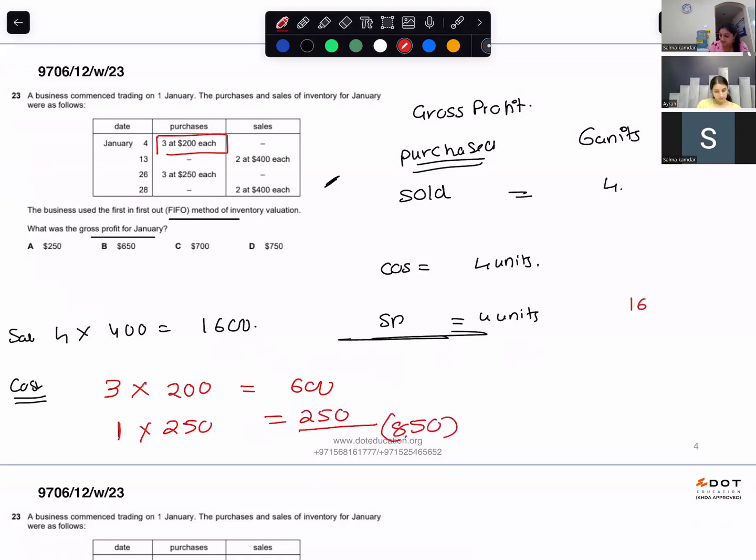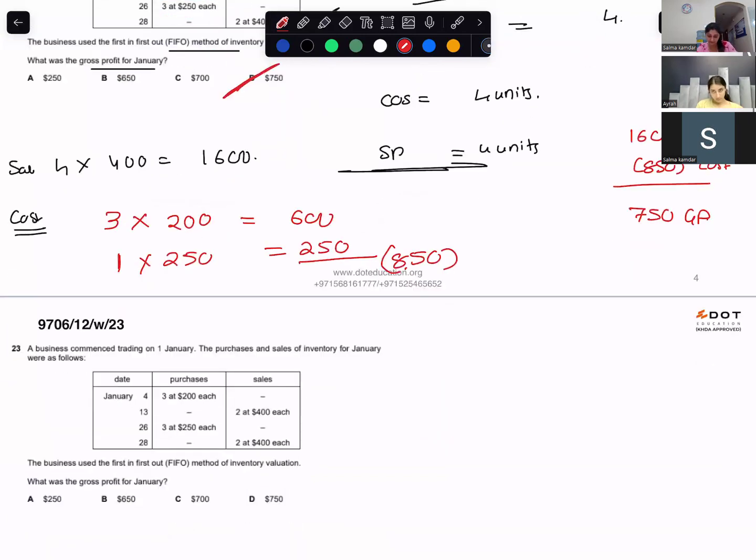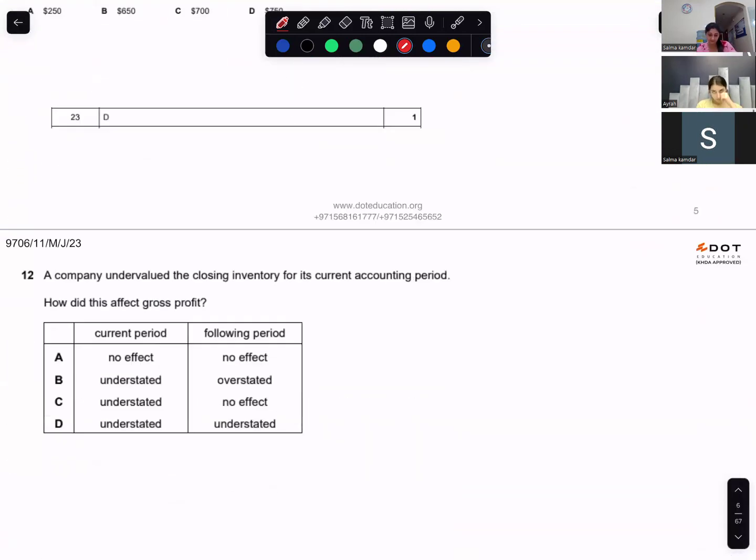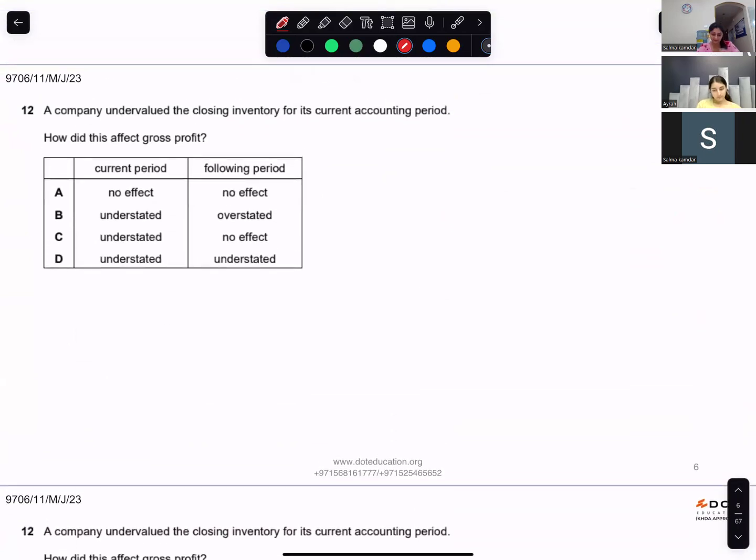So 1600 is the selling price minus the cost price 850. So what will you get? 750 gross profit. Yeah. Go to the next one.